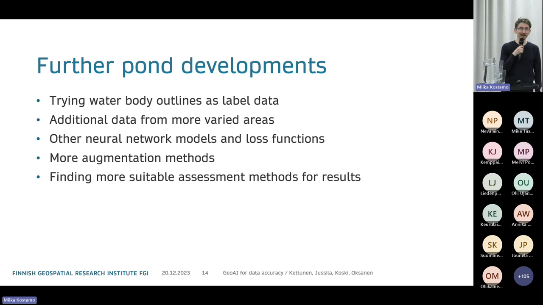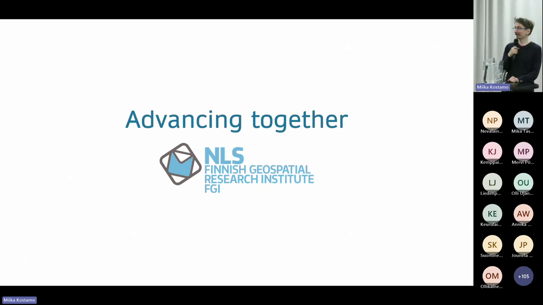And of course, there are other neural network models and loss functions for pond detection that we didn't have time for, and more augmentation methods. The only ones we used were those already implemented. And lastly, finding more suitable assessment methods for results. As said earlier, the F1 score, precision and recall values didn't show how well the smaller ponds were detected, so we need better methods for those. That was my part, and Christian is coming to tell next about the watercourse network.